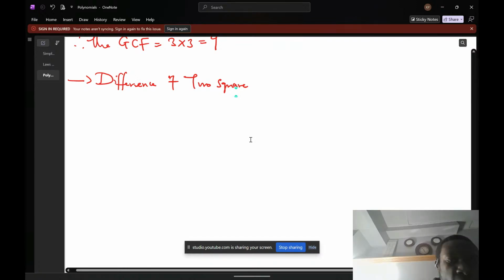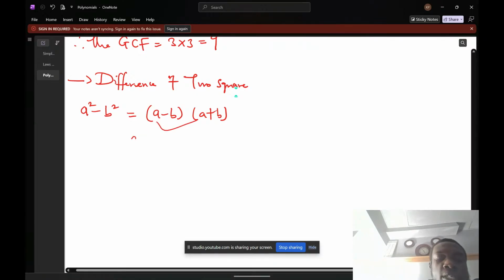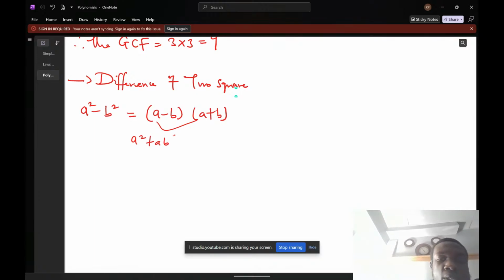So now, for example, let's say we had a squared minus b squared. When we're writing it out, it will look like this: a minus b into a plus b. And if you feel like you don't believe me, let's prove it. A times a is a squared. A times b is plus ab. Minus b times a is minus ab. Minus b times plus b is minus b squared. So this plus ab minus ab will cancel each other, they will give 0. So now we can say that a squared minus b squared is the same thing as a minus b and a plus b.